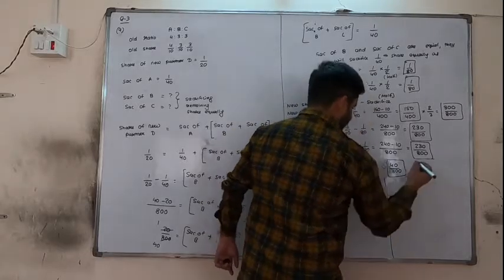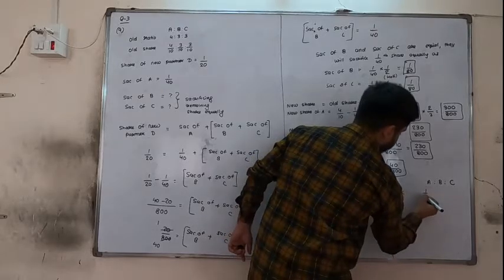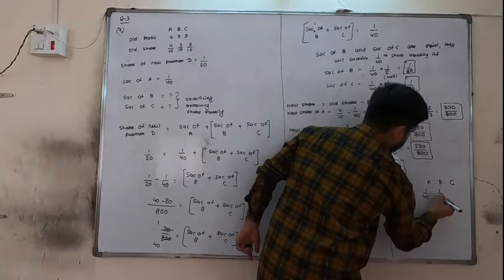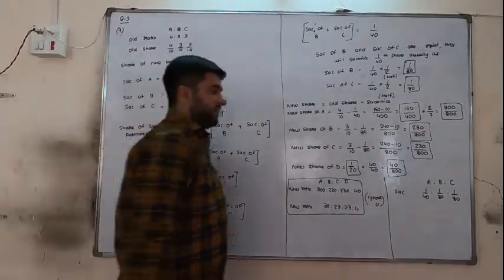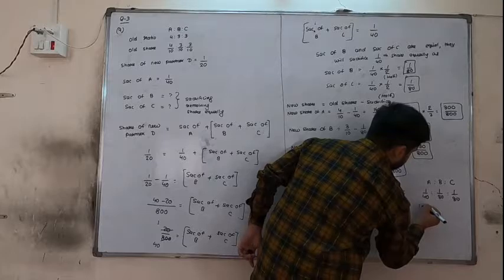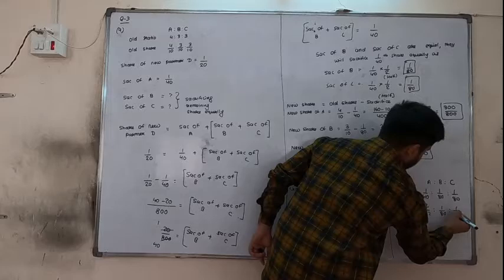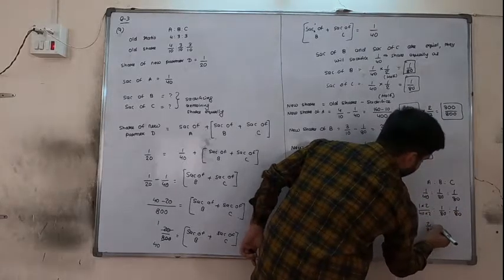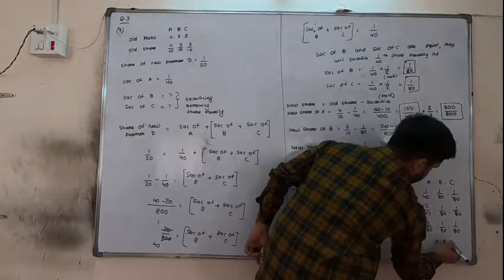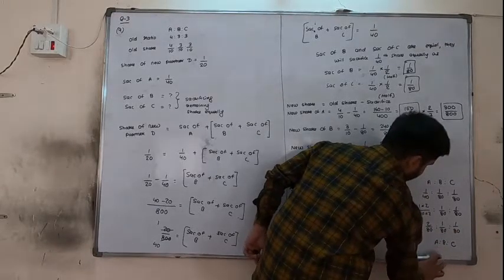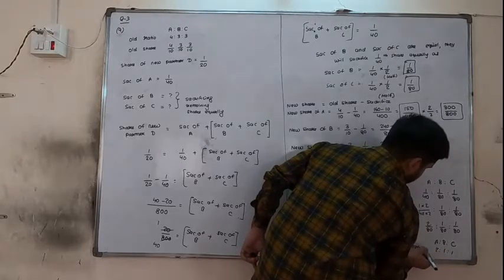After that, A is to B is to C. Sacrifice 1 by 40, 1 by 80, 1 by 80. Now we will make 40 as 80. So 1 into 2, 40 into 2, 1 by 80, 1 by 80. So it is 2 by 80, 1 by 80, 1 by 80. So between A, B and C, sacrifice is 2 is to 1 is to 1. Sacrifice ratio.